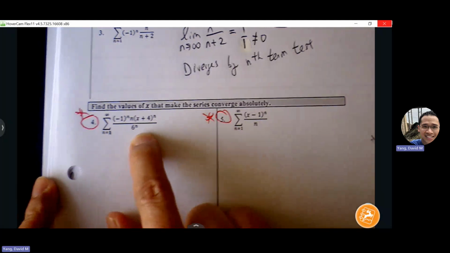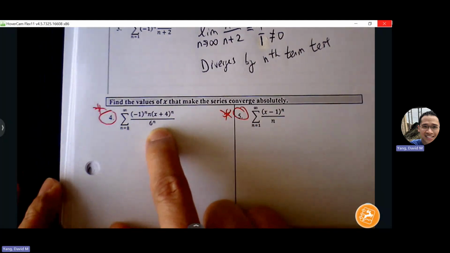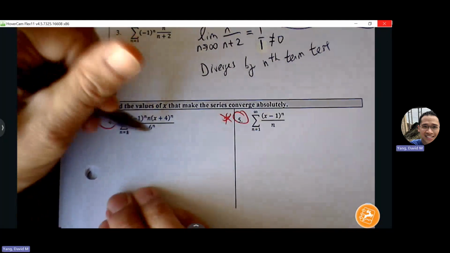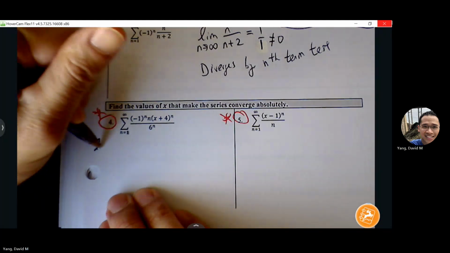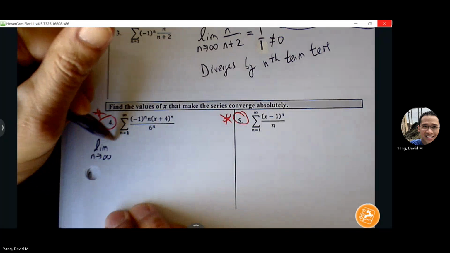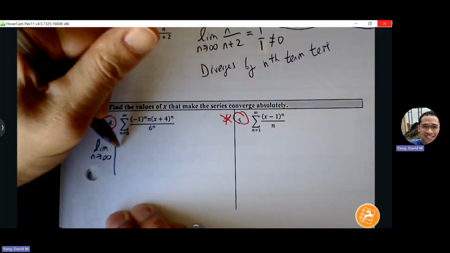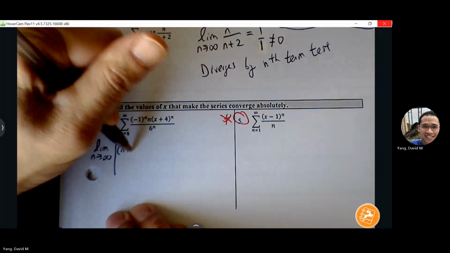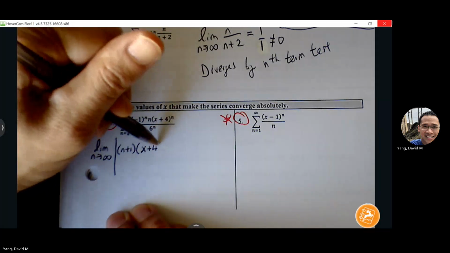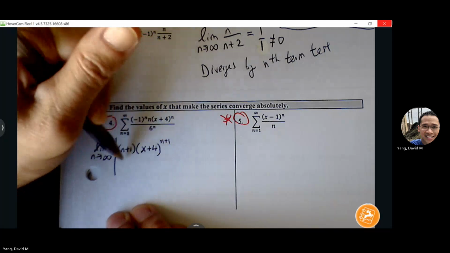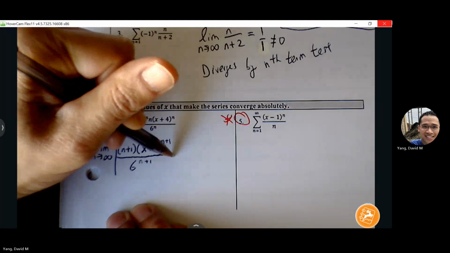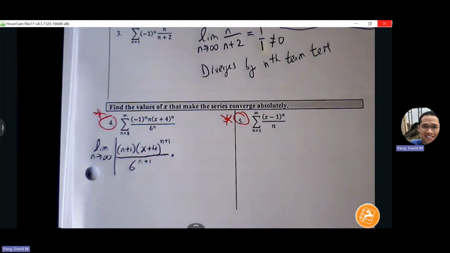I'm going to apply the ratio test. So I'm going to ignore the alternator. It's just going to be the positive portion here. Every n I see is replaced with n plus 1. Multiply by the reciprocal.